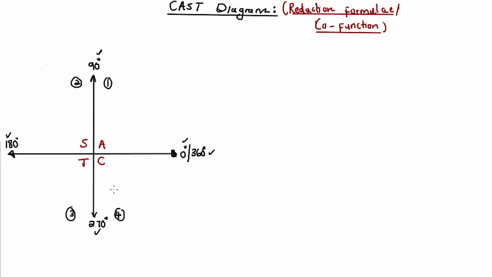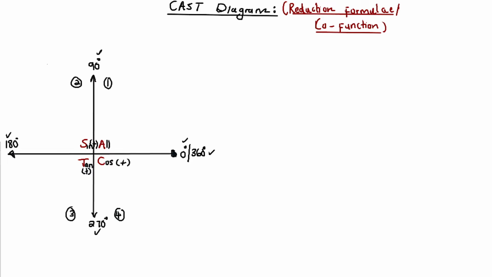The CAS diagram also tells us that in the fourth quadrant, cos is positive, then the rest is negative. In the first quadrant, all of the ratios are positive. But in the second, only sine is positive. And for the third quadrant, only tan is positive, then the rest is negative.